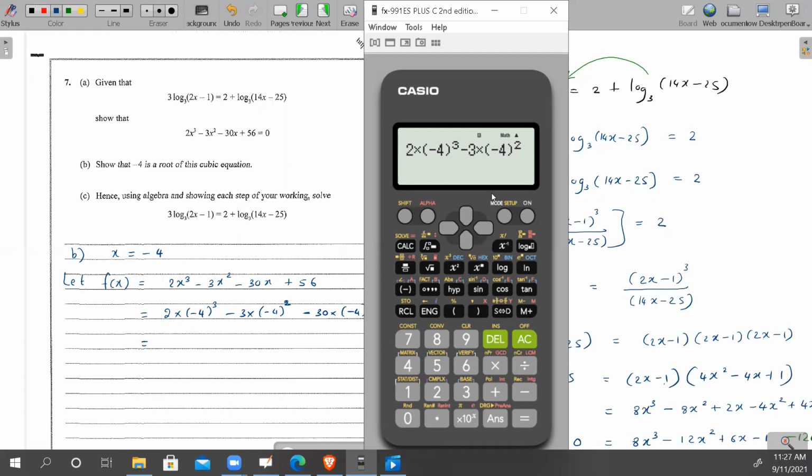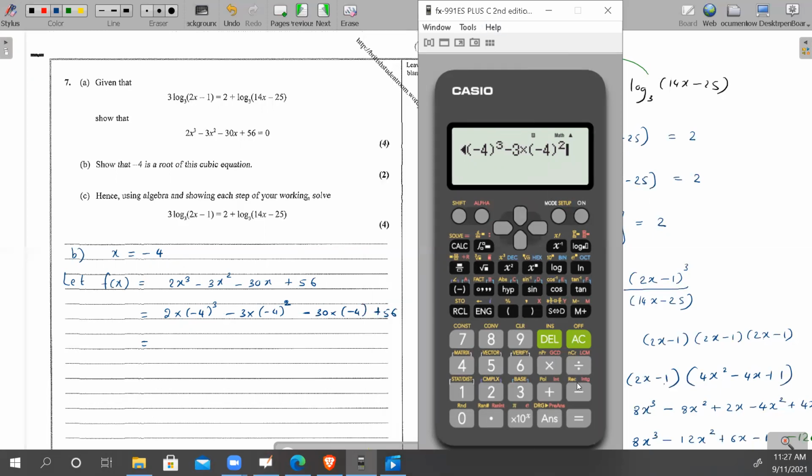So make sure that when you're giving these powers, the minus 4 is surrounded by brackets. Otherwise, if you give the power without the brackets, especially the even powers, the minus sign will not be accounted for. The power will not affect the minus sign. So be careful. Make sure you put a bracket around your negative 4 when you're giving the powers.